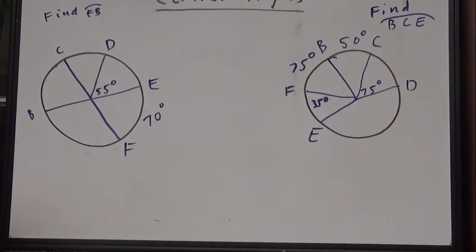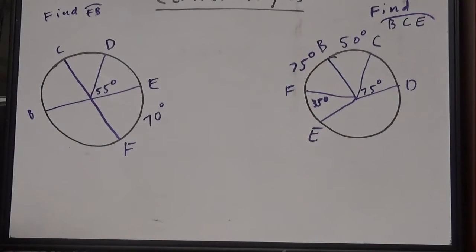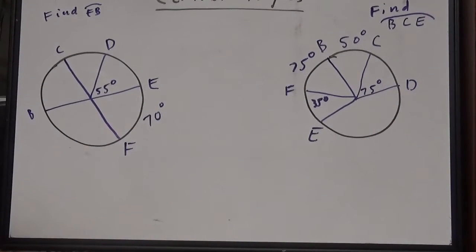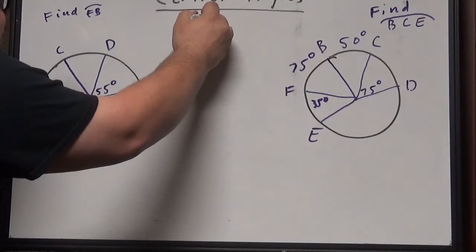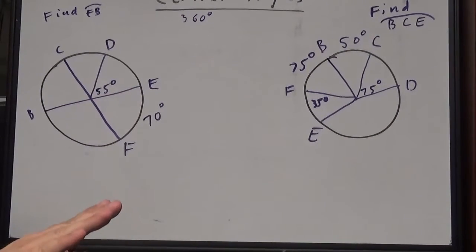First thing I want to point out, very first thing that's extremely important here: how many degrees are in a circle? That's the first thing you should know. In a circle, we have a total of 360 degrees. That's the first most important thing to know.